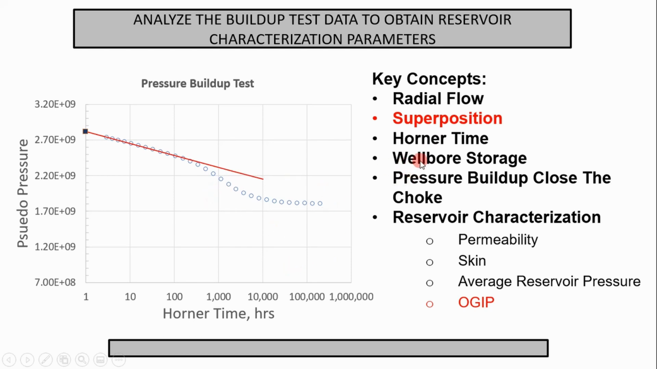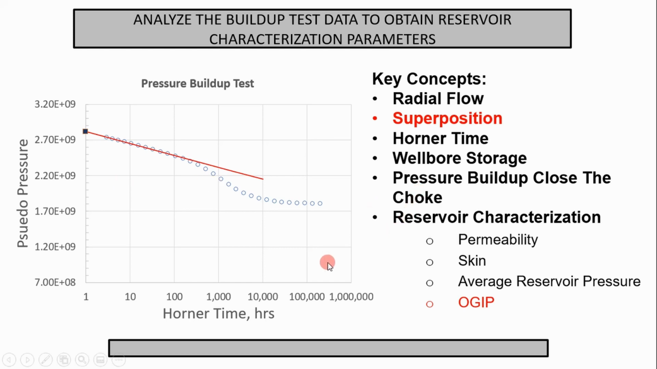and also we have noise in our data in the form of wellbore storage. And if you don't know what a pressure buildup test is, it's where you shut in the well and you record the pressure change with time at the well flowing or bottom hole condition. So it's the opposite of a drawdown, where in a drawdown you just open up the choke, in a pressure buildup you close the choke.